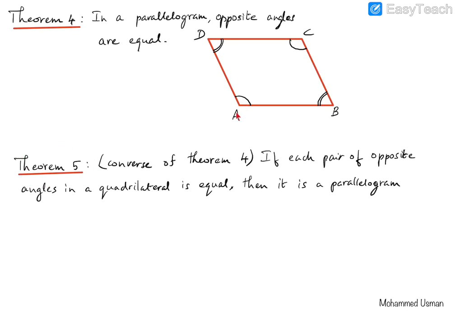So what we need to remember is that opposite angles are equal, and the previous property stated that opposite sides are equal. So that's theorem number 4 and theorem number 5. Again, we will be doing the proofs for all these properties in the subsequent videos.